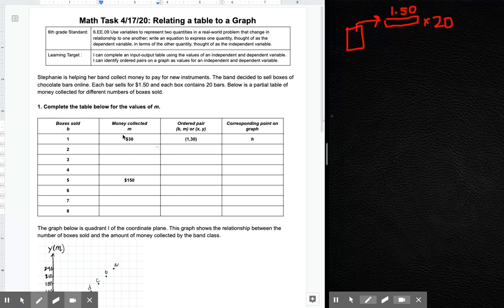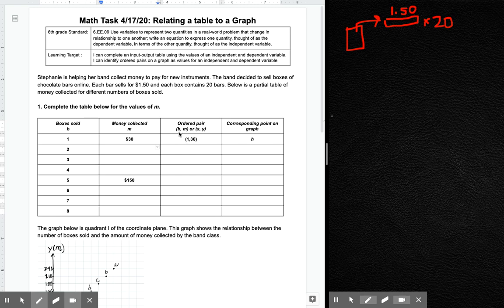Well, what's M? It says right here that M is a variable that represents the money that's collected, and the boxes sold is represented by the variable B. So over here you've got how many boxes are sold, and if that many boxes are sold, that would be how much money you get from that box. So one box of chocolates, which consists of 20 bars, earns you $30, okay? And then over here in this column, it's showing that if you were to write in ordered pairs so that you could graph this situation on the coordinate plane, it would be (1, 30).